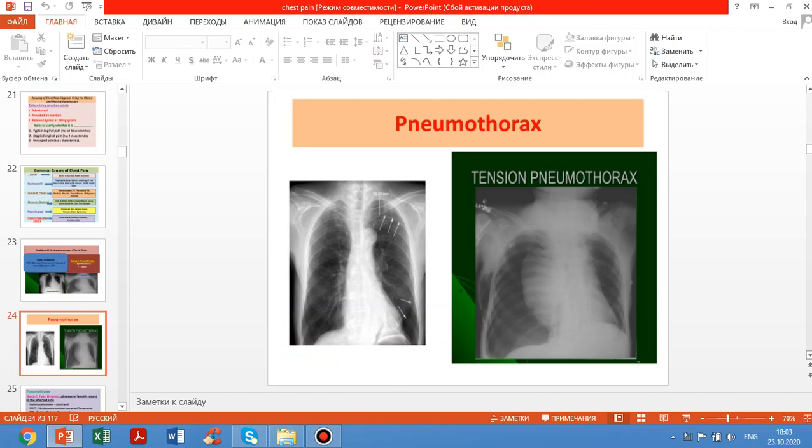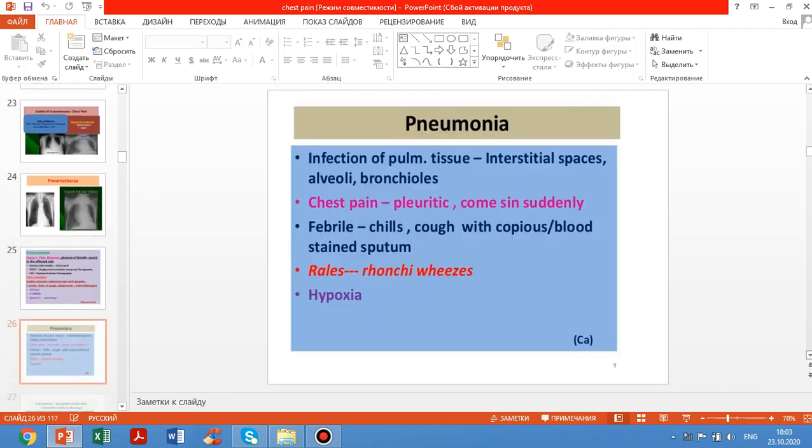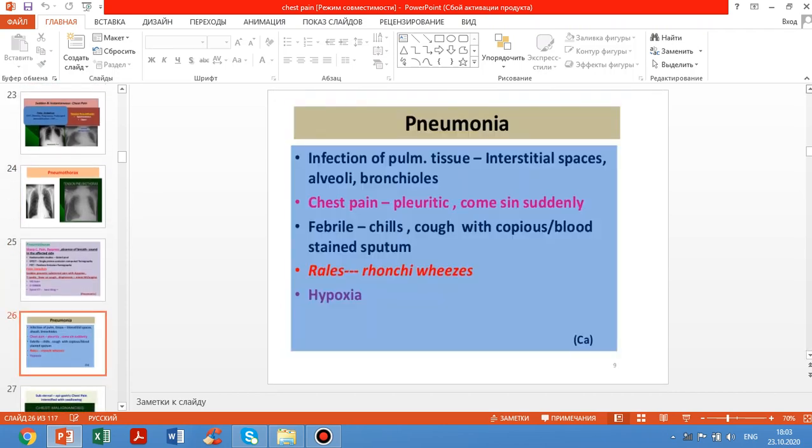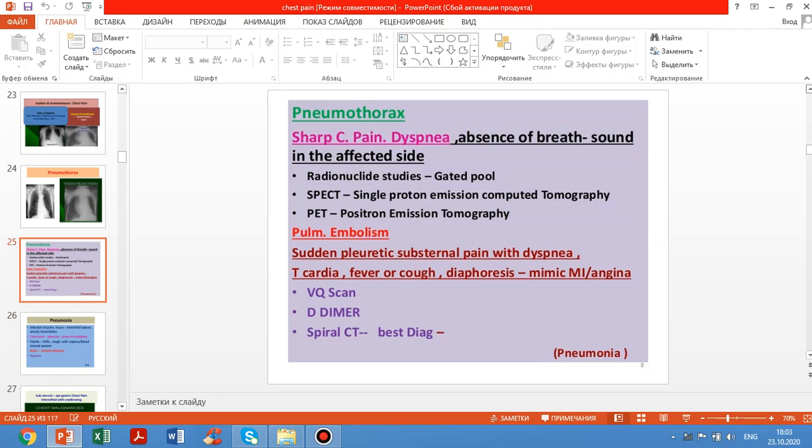This is the chest X-ray of a patient with pneumothorax. On the right, a patient with tension pneumothorax. Diagnosis of pneumothorax: sharp chest pain, dyspnea, absence of breath sounds on the affected side.